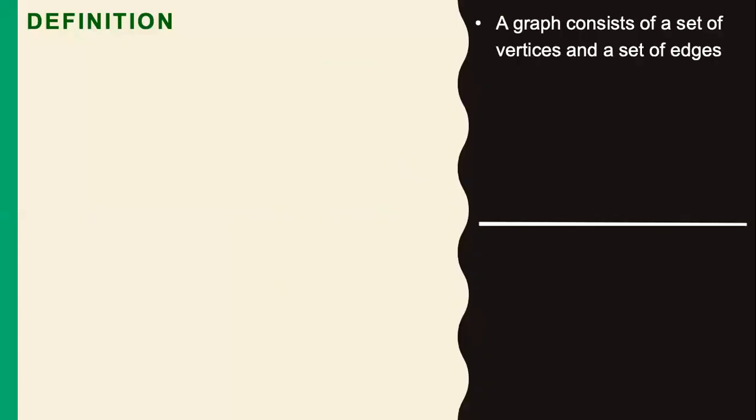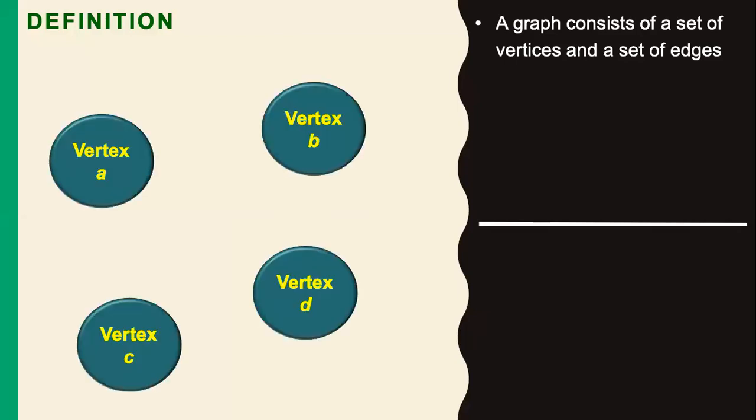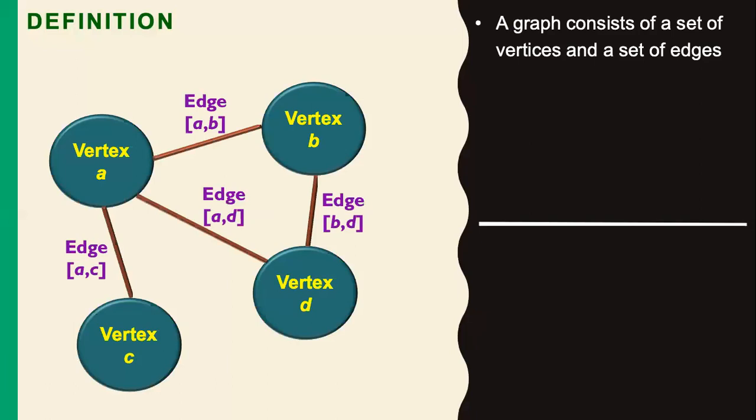So let me start by defining what is a graph. A graph consists of a set of vertices and a set of edges. For example, we have here four vertices, vertex A, B, C, and D, and these vertices are connected by edges. And we can also name the whole graph. For example, here, we name it graph G.